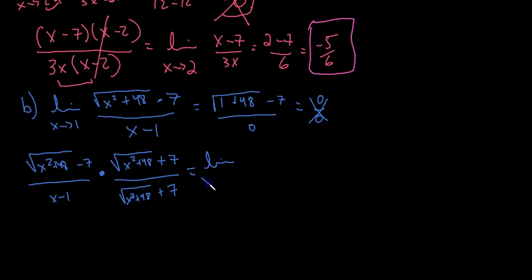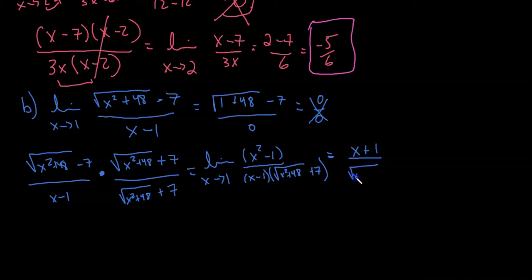So we end up getting the limit as x approaches 1 of x squared minus 1 over x minus 1 times root x squared plus 48 plus 7. And from then on, we can see that this just reduces to x plus 1 over root x squared plus 48 plus 7. And of course, the limit as x approaches 1. So we would plug in our 1 now and see what happens. So we get 2. So we have 49 in here. Square root is 7, plus 7 is 14. So 1 over 7. That was that.